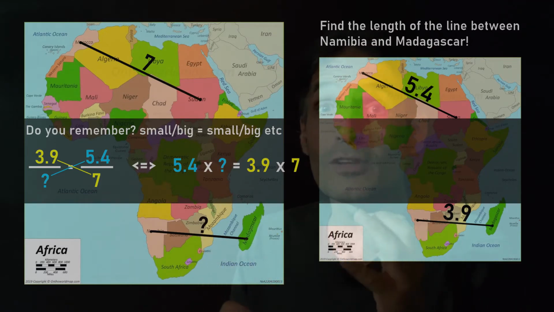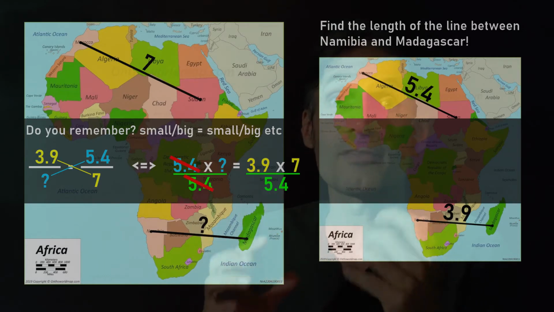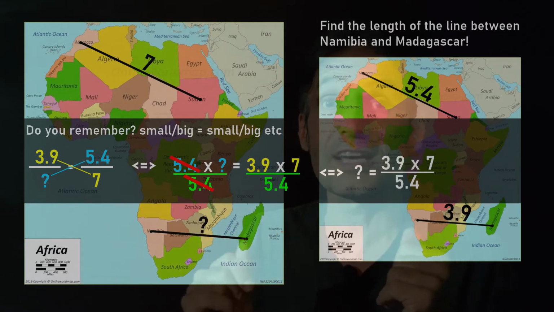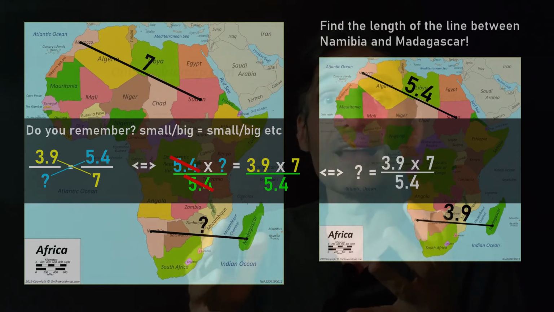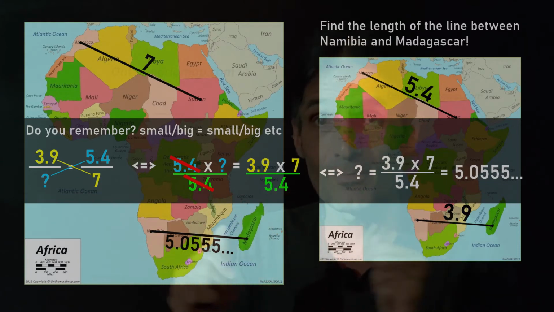This is why I'm going to divide both sides by 5.4, because it allows me to simplify my fraction and finally get my question mark alone on one side. So we just have to calculate now, and we find 5.0555. We're done. You may think that we are far away from trigonometry. In fact, we've never been closer.